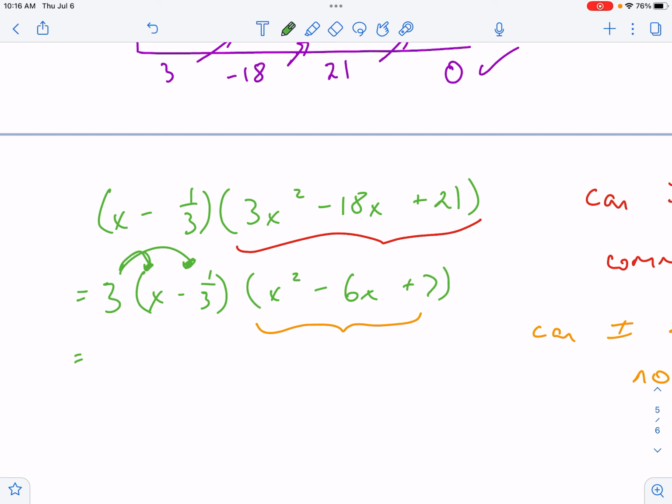It's not wrong. If you were to leave it like this, the 3 out front and then the fraction in the brackets, that's totally fine. You get full marks for that. No stress. I'm just doing it to clean it up. 3 times x will be 3x. 3 times negative a third will be negative 1.